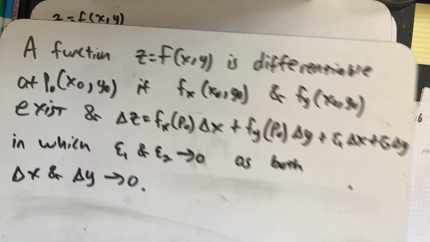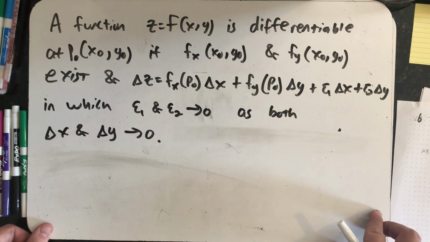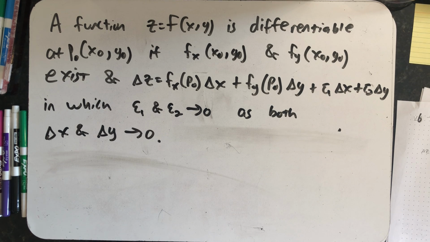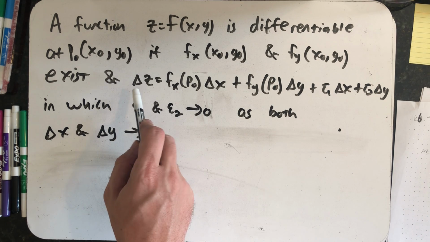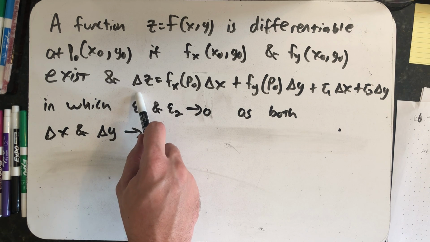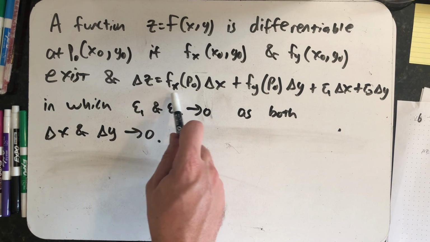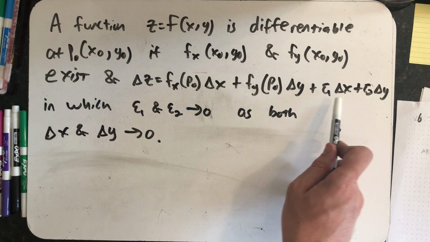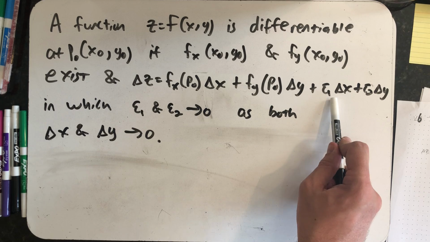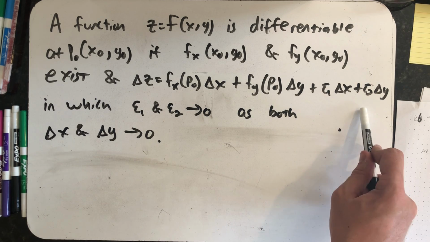The corresponding idea for us is that a function of two variables, z equals f of x comma y, is differentiable at a point p naught, which is x naught comma y naught, if both partials exist at that point, and delta z, the actual change in z, is equal to this statement, which is a differential statement plus two error terms, epsilon 1 times delta x plus epsilon 2 times delta y.